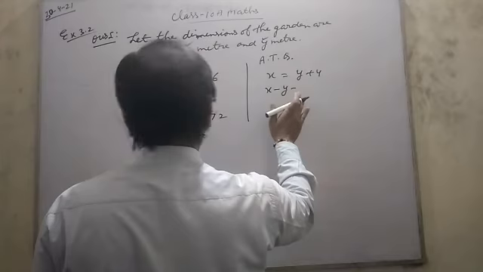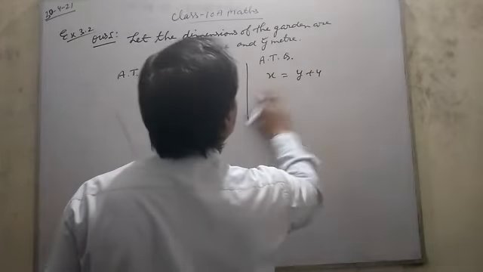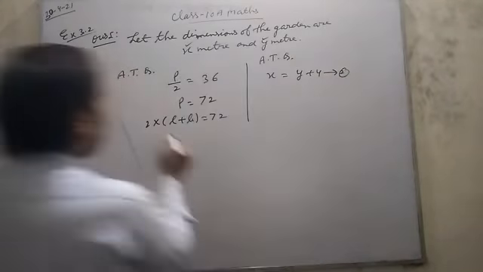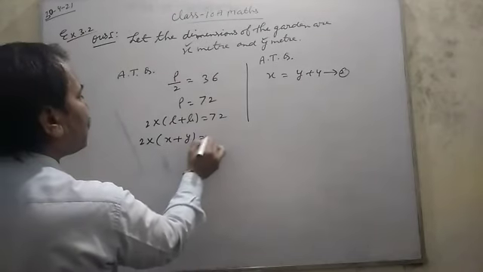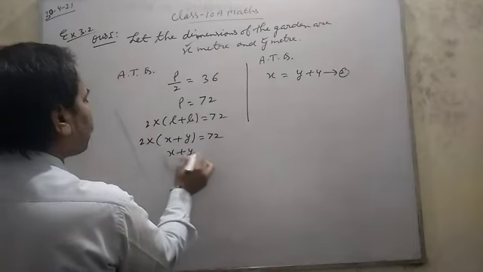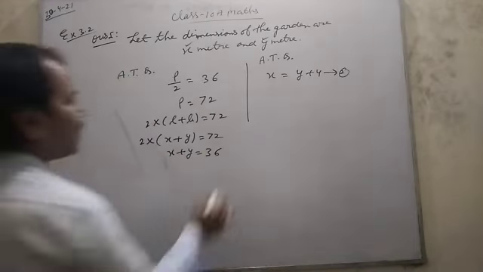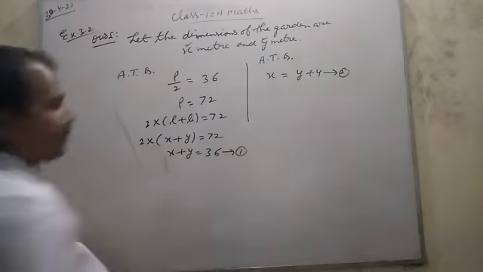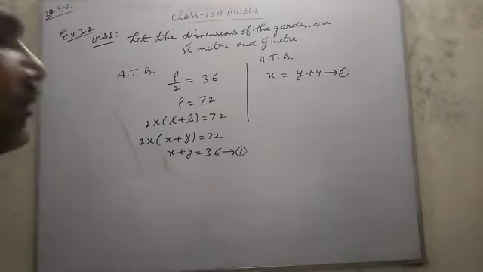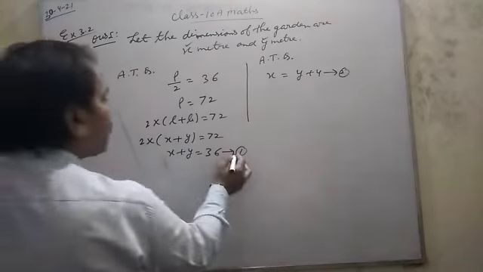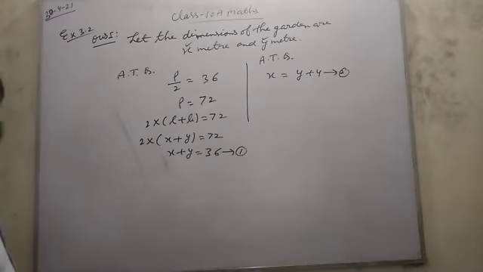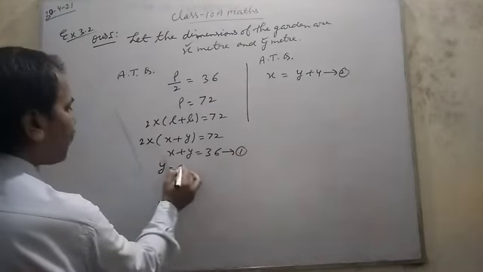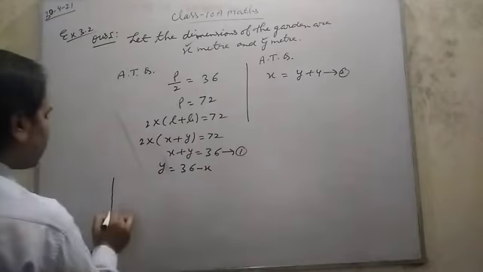So in this equation, putting 2 into length x and breadth y, so x plus y is equal to 36. Clear? Understood? So one equation is x plus y is equal to 36 and another is x is equal to y plus 4. So by the graphical method also you can solve. Method I told you. So for this, y will be 36 minus x.